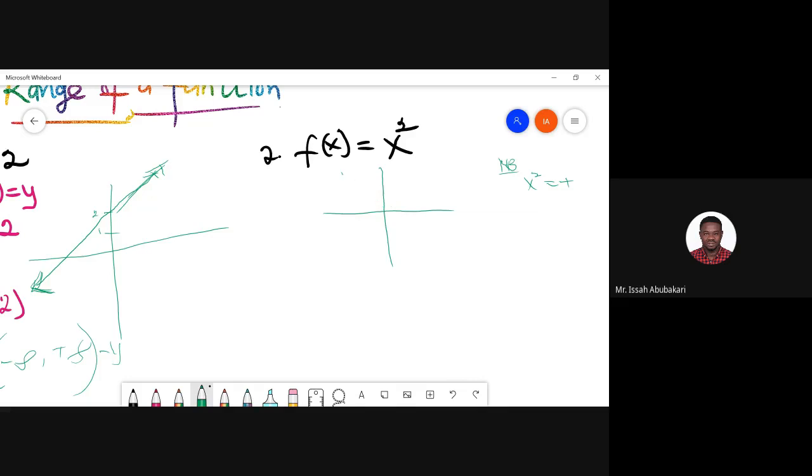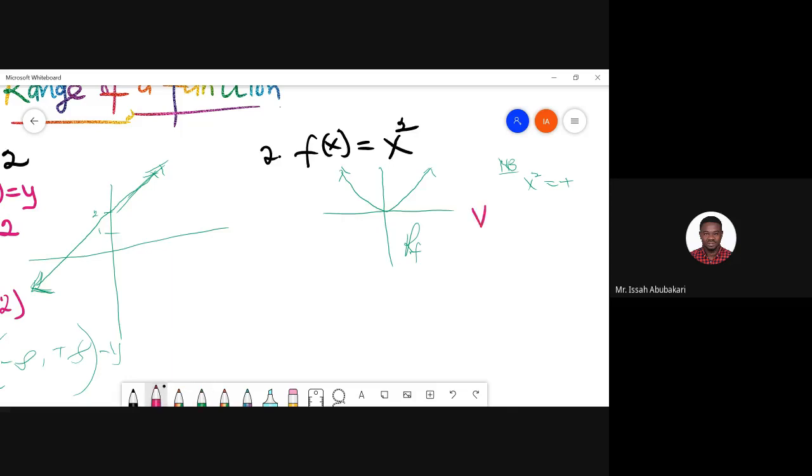It's going to be like this one. Just like this. So this one goes here and this one goes there. And if you're asked to find the range of this function, the range of this function is going to be 0, because when I write the vertex, I'm going to get something like this.